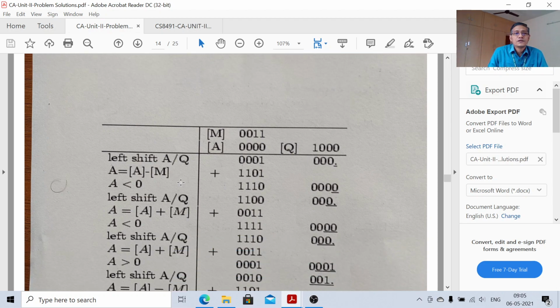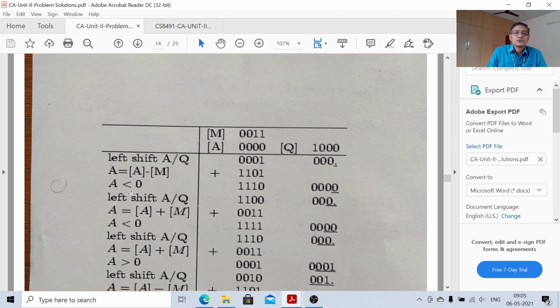So what we need to do? We need to perform A equal to A minus M. So minus M we need to calculate. Already we have calculated it for the first problem, so same thing. It is 1101. We are going to add it. And if A is less than 0, what we are going to do is assign Q naught to 0. So we have assigned Q naught to 0.